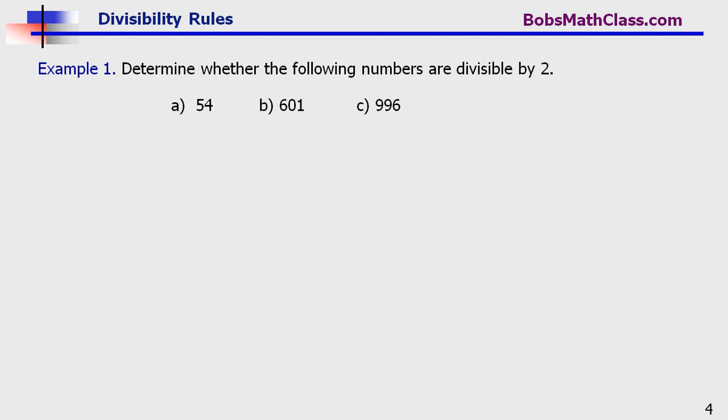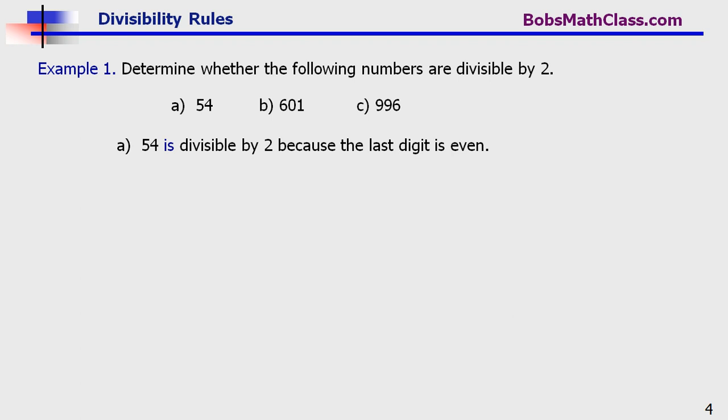So the first one is 54. Look at the last digit. Is it even? Yes, it is. So it is divisible by 2 because the last digit is even. That's it. You don't have to divide. Just look at the last number.